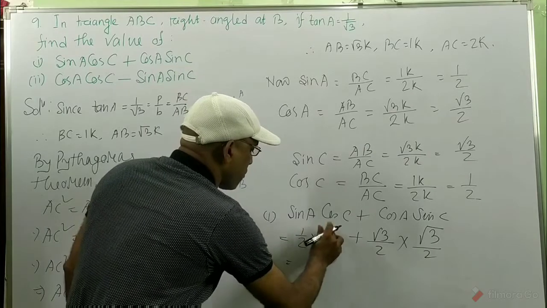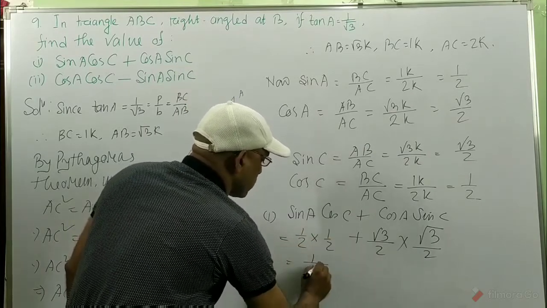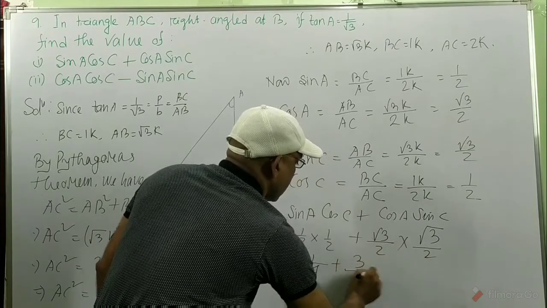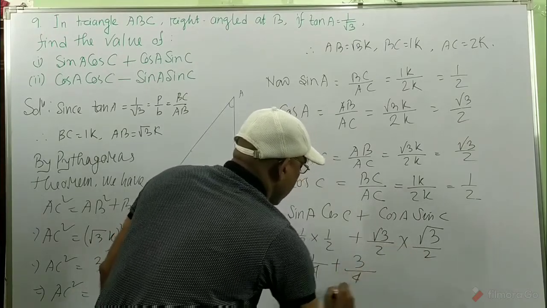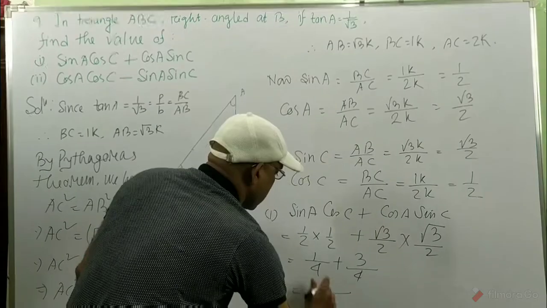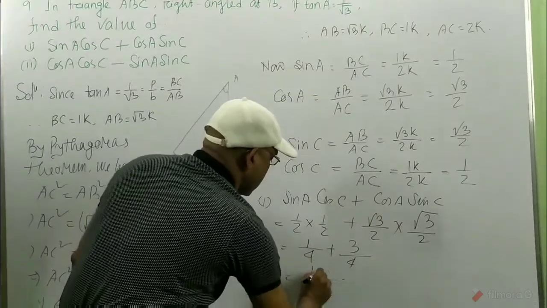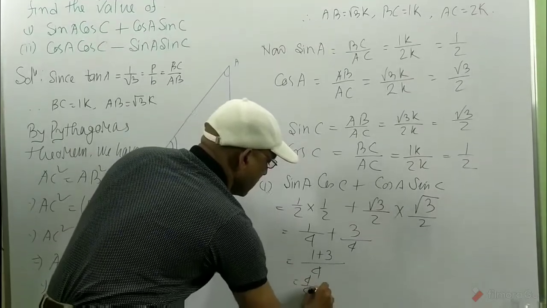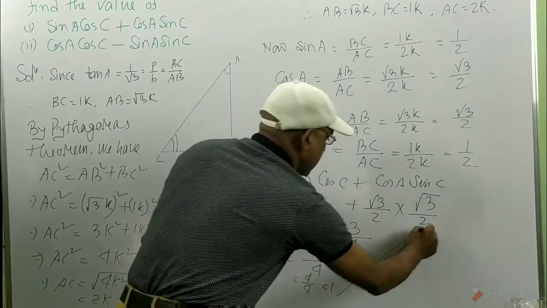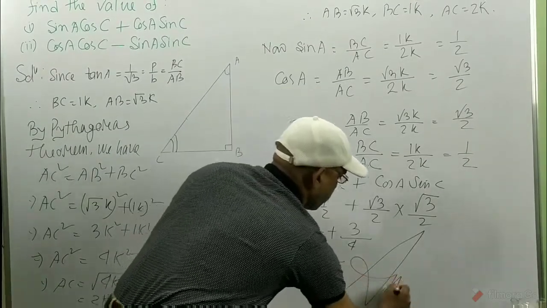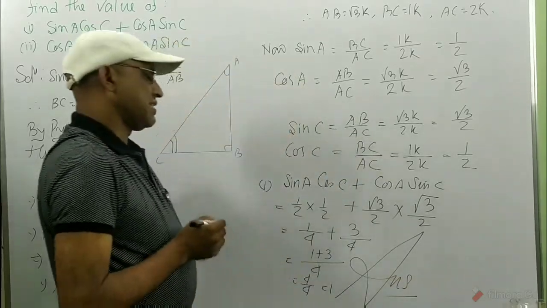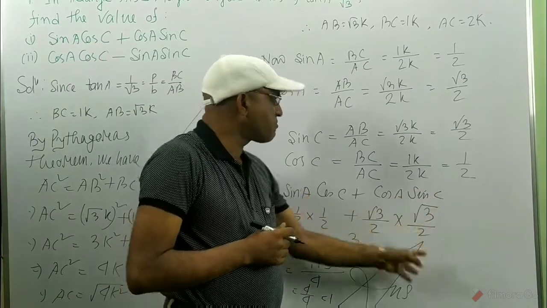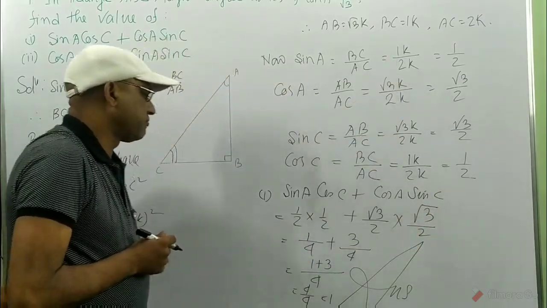Now 1 into 1 is 1, 2 into 2 is 4. Root 3 into root 3 is 3, and 2 into 2 is 4. LCM is 4, so 1 plus 3 over 4, which is 4 by 4, and this is 1. So our answer is 1. Is this solution clear? It's nothing, just putting the values we get this.